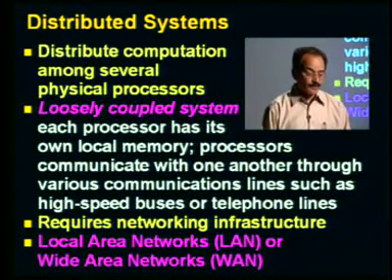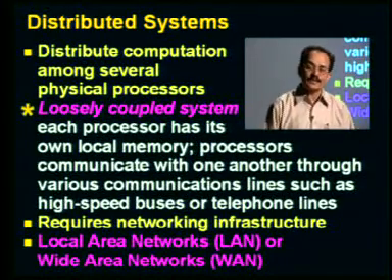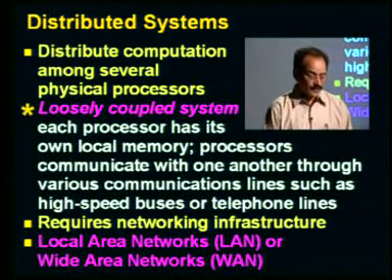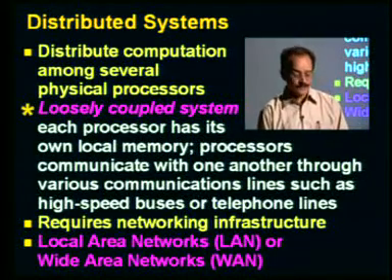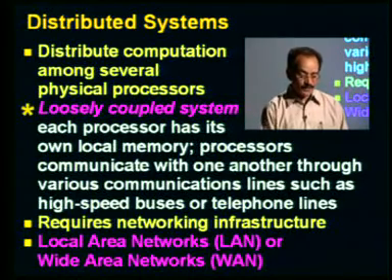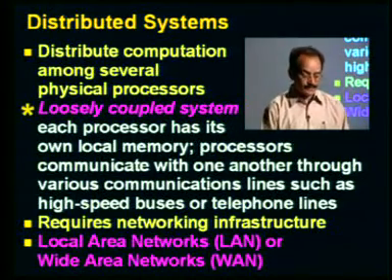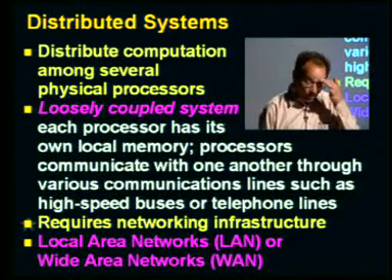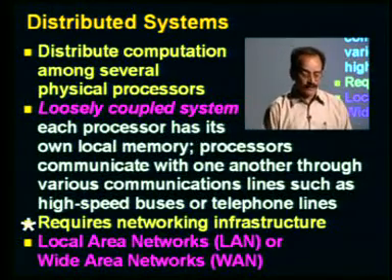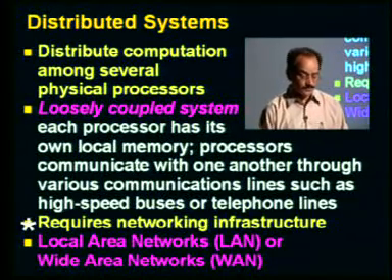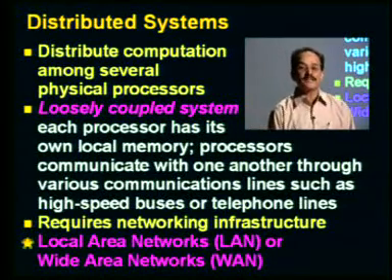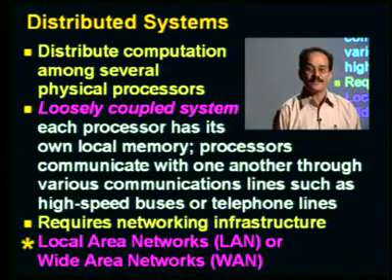Now, there can be a loosely coupled system, just like a network system. We give the example of a network system as a loosely coupled system. Each processor has its own memory, and they communicate with one another through communication lines, such as high speed buses or telephone lines. The basic requirement is a networking infrastructure through which they can communicate, either through a local area network or through wide area networks.